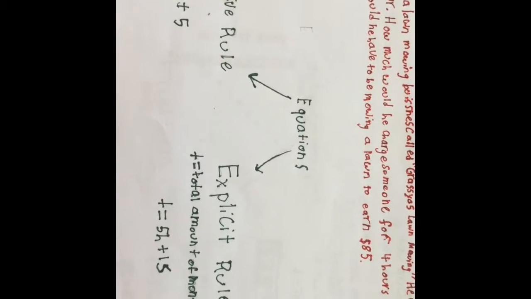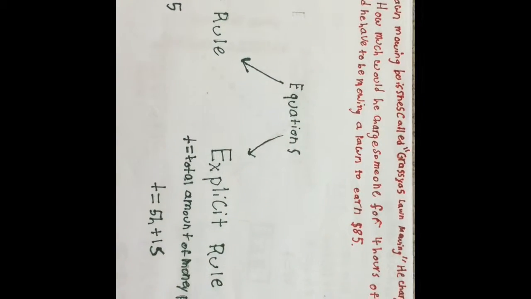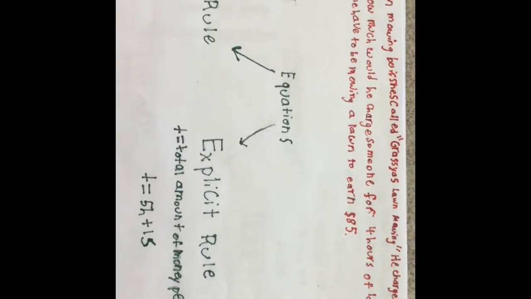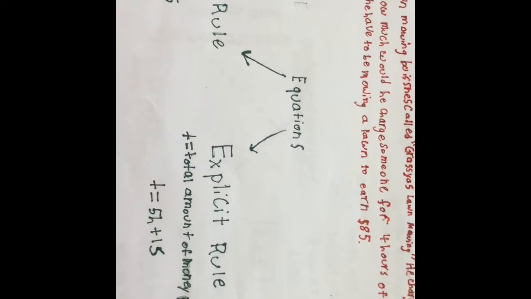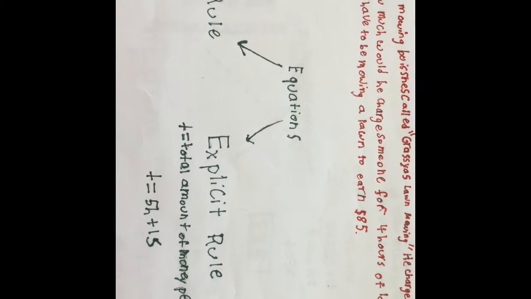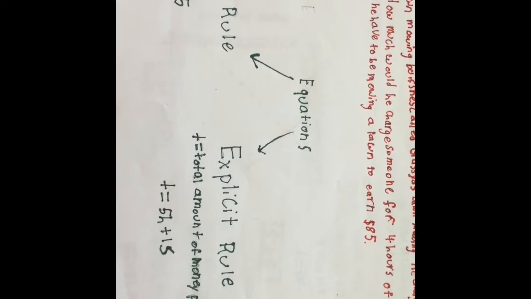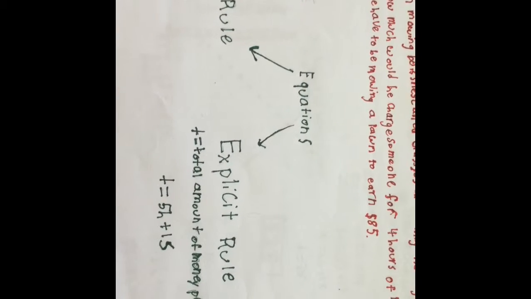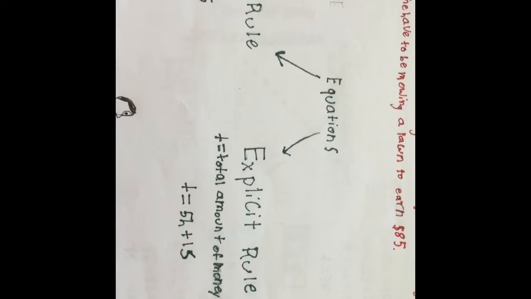Jimmy owns a lawn mowing business called Gracious Lawn Mowing. He charges $15 up front plus $5 per hour. How much would he charge someone for 4 hours of lawn mowing? How long would he have to be mowing a lawn to earn $85?